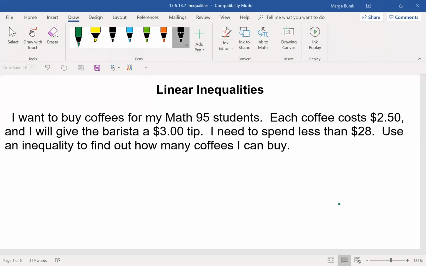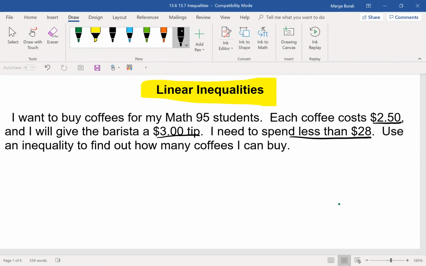Okay, let's start this off as a bit of a review of what linear inequalities are. Suppose I want to buy coffees for my Math 95 students. Each coffee costs $2.50. I will give the barista a $3 tip. I need to spend less than $28. How many coffees can I buy?